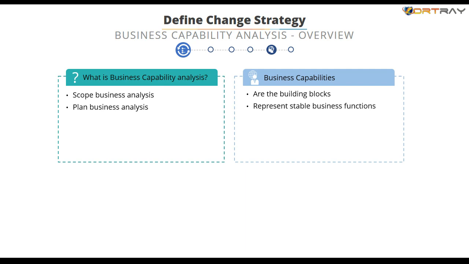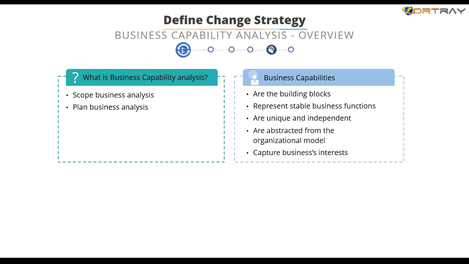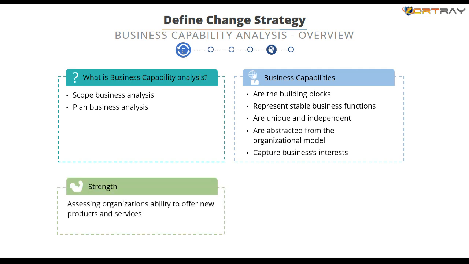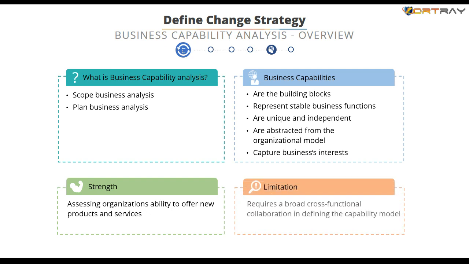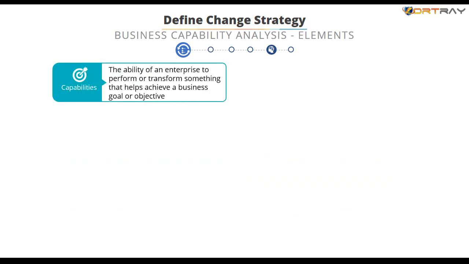Business capabilities, which are unique and independent from each other, are abstracted from the organizational model, and they help in capturing the business's interests. Its strength is that it helps when assessing the ability of an organization to offer new products and services. Its limitation is that it requires a broad cross-functional collaboration in defining the capability model. What are capabilities?